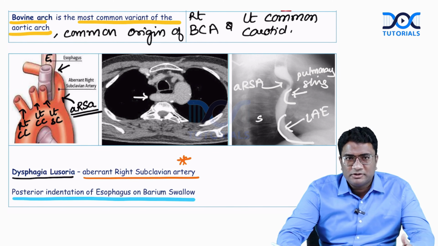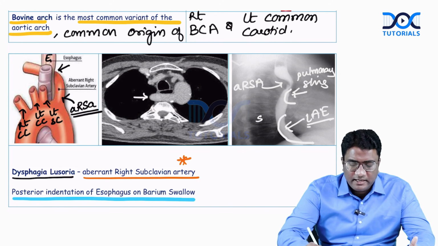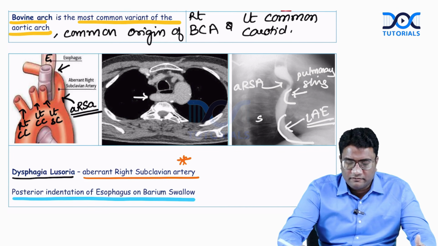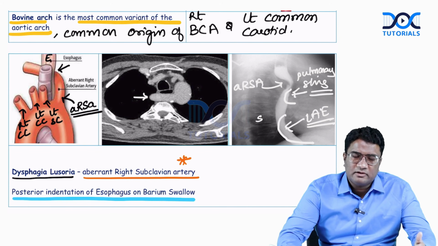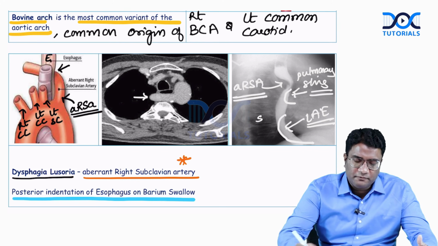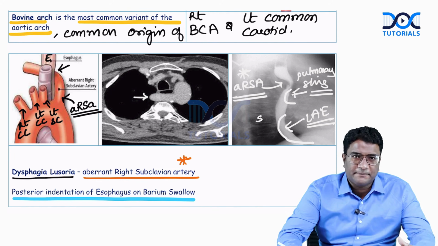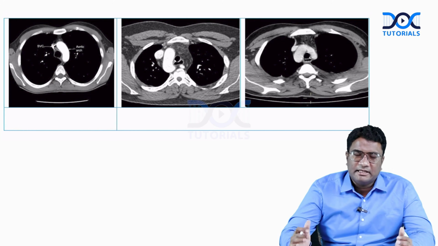So remember, the most posterior chamber of the heart is the left atrium. Even left atrial enlargement produces anterior indentation of the esophagus. Pulmonary sling is also producing anterior indentation of the esophagus. But dysphagia lusoria, which is due to aberrant right subclavian artery, is producing posterior indentation of the esophagus on the barium study. Now let's look at the CT scan images at the level of the mediastinum.